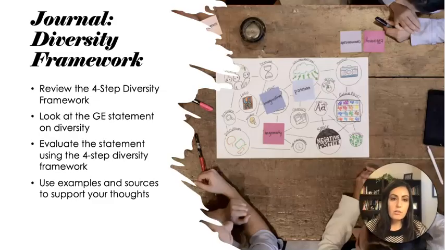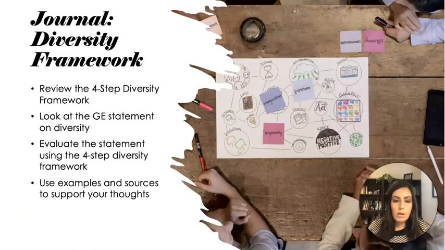Looking here, you can see on our journal for diversity framework, you are required to go through the 4-step diversity framework. We're going to talk about that a little bit today with each other here live. And then you'll also need to look at the GE statement on diversity in Canvas, evaluate the statement using the 4-step diversity framework, and then write a paper based on that.